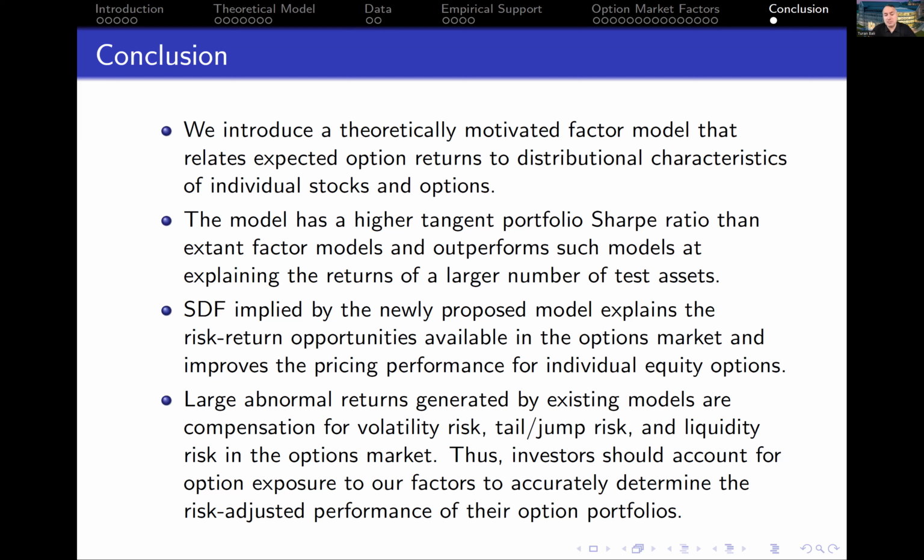Also, if you talk to fund managers on their option portfolios, they brag about these large abnormal returns. They tend to basically capture, or they are compensation for volatility, tail jump risk and liquidity risk. So that's why, as an investor, if one is trying to find the true magnitude of the risk-adjusted performance of their option portfolios, they should take into account their portfolio exposure to our factors. With that, I conclude.